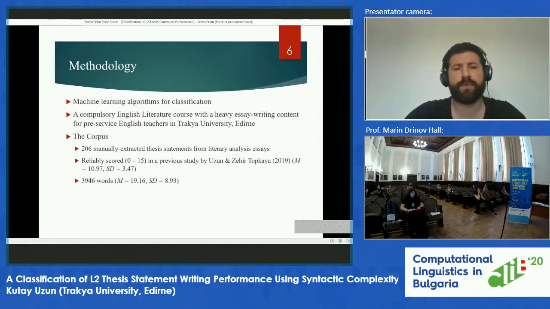All the thesis statements in this corpus were scored between 0 and 15, and the mean score was 10.97. And the whole corpus of thesis statements consisted of 3,946 words with a mean word count of 19.16 per thesis statement.